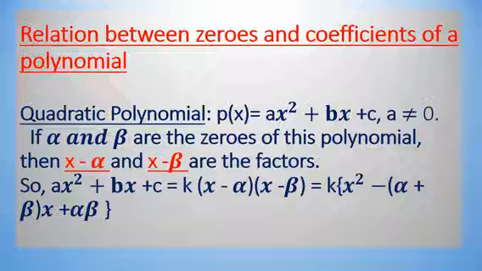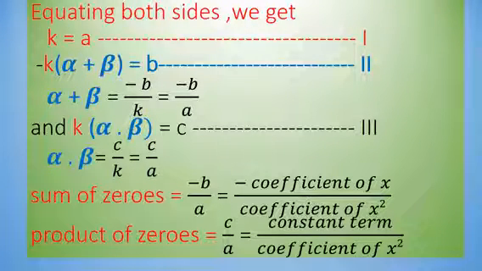If we further multiply x minus alpha and x minus beta and group like terms, then we get k multiplied by x square minus alpha plus beta into x plus alpha beta. Now equating the left hand side and the right hand side of the above equality, we can write k is equal to a, because k is the coefficient of x square on the right hand side and a is the coefficient of x square on the left hand side. Similarly, dear students, we can also make another equation for the coefficient of x, that is minus k multiplied by alpha plus beta is equal to b. After further simplification, alpha plus beta becomes minus b by a.